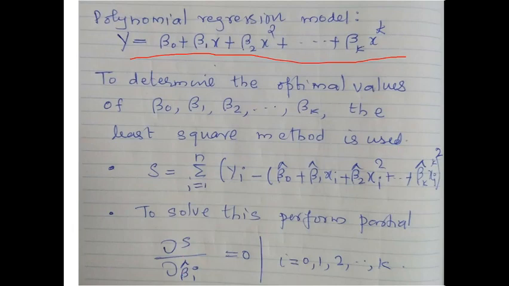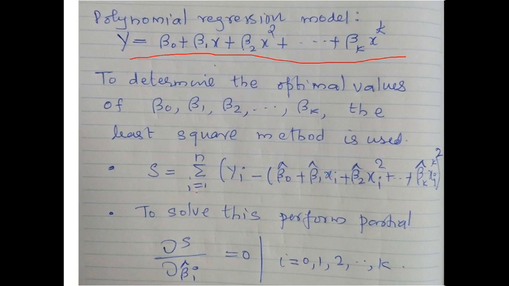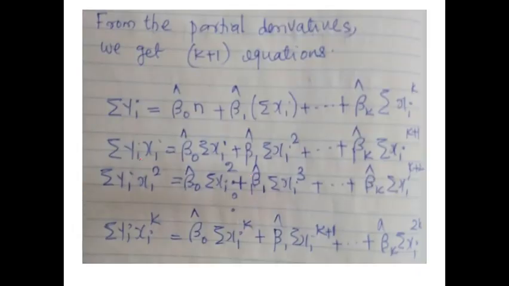Whenever we perform partial differentiation and keep all the yi terms on the left hand side, our equation will be like this: sigma yi is equal to beta naught hat n plus beta 1 hat sigma xi plus etc. plus beta k hat sigma xi raised to k. For the second term, differentiating for beta 1 hat, xi will appear along with yi. If we perform partial differentiation for beta 2 hat, then the xi square term will appear with yi. And for beta k hat, the xi raised to k term will appear with yi.